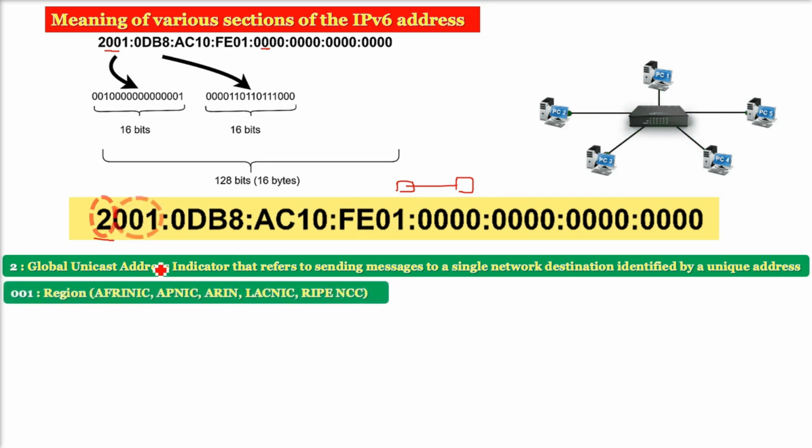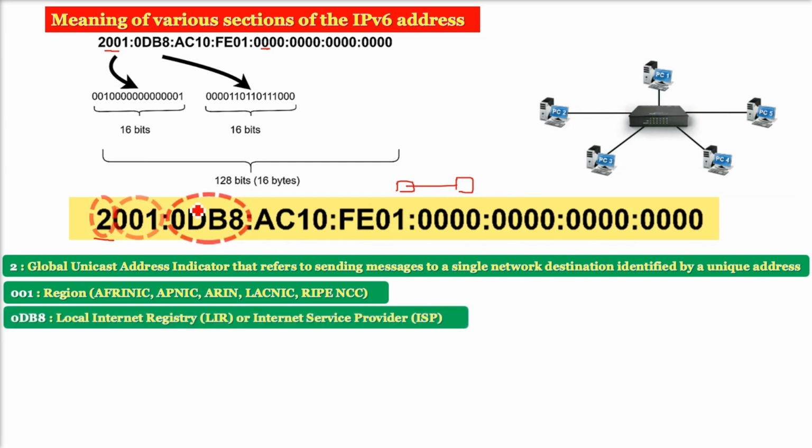The second one, which is 001 here, I am taking the first group only. 001, this is corresponding to a region. It can be Africa, it can be Latin America, like that. We have 0DB8 here, and this in this example is called the local internet registry, or LIR. Or you can also just say that it is the identification of the internet service provider, ISP.